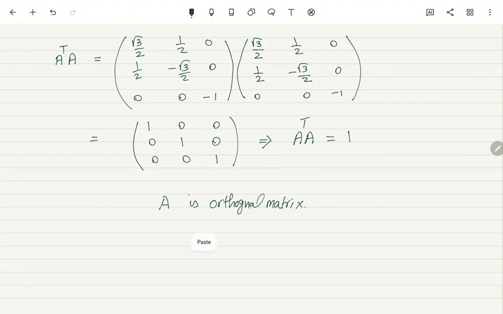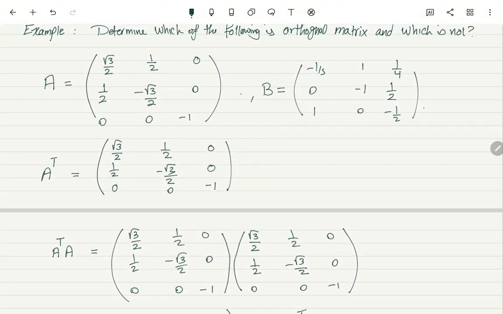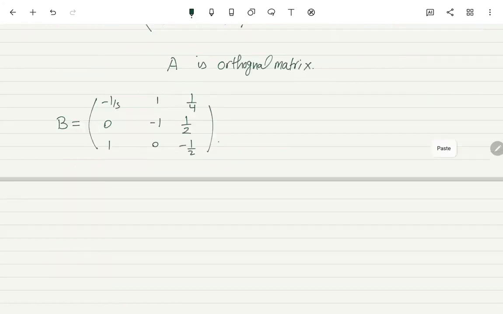Now let's double check the matrix B, this one here. So this matrix B here. Let's find B transpose, same procedure as before. So it's equal to minus 1 over 5, 0, 1, 1, minus 1, 0, 1 over 4, 1 over 2, minus 1 over 2.